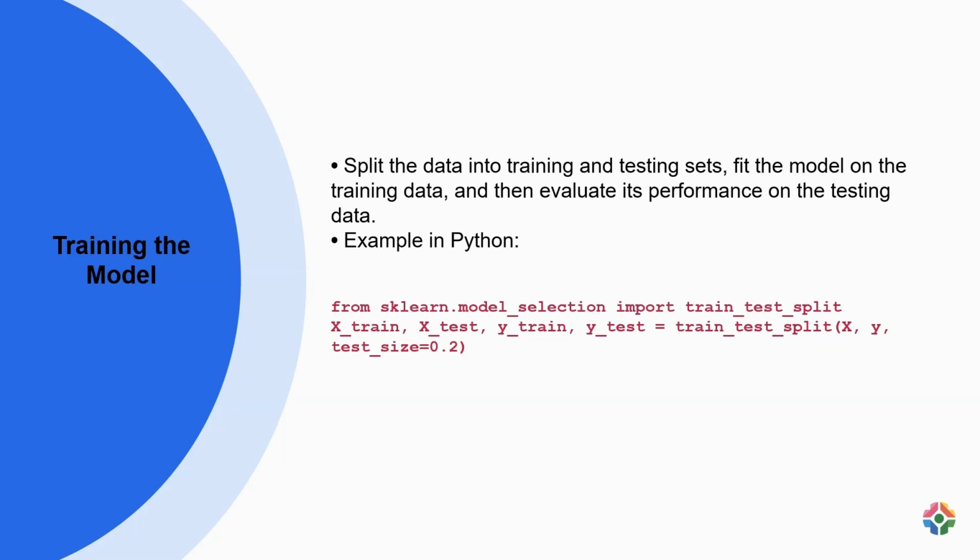In summary, by splitting our data into training and testing sets, fitting the model on the training data, and evaluating its performance on the testing data, we can assess the model's ability to make accurate predictions on new, unseen data.